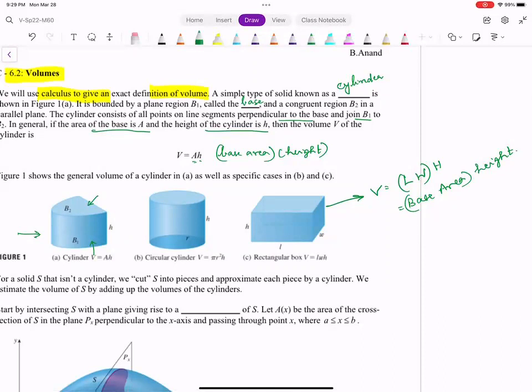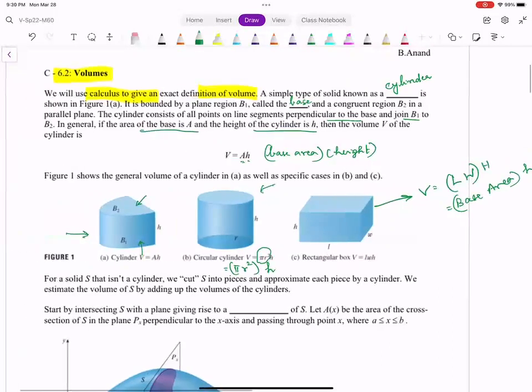So it will be satisfied for any type of cylinder. In the case of a circular cylinder, which is the second one, the volume is the area of the base times height. The base is a circle, so its area is pi r squared, multiplied by h. So that is the volume of that cylinder.